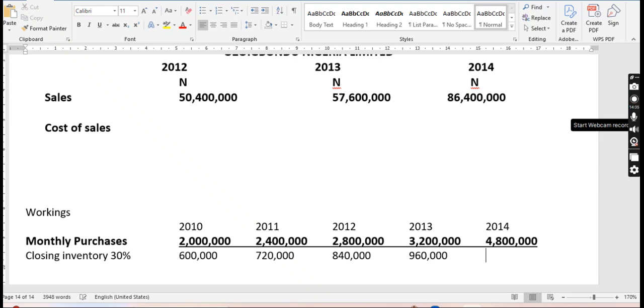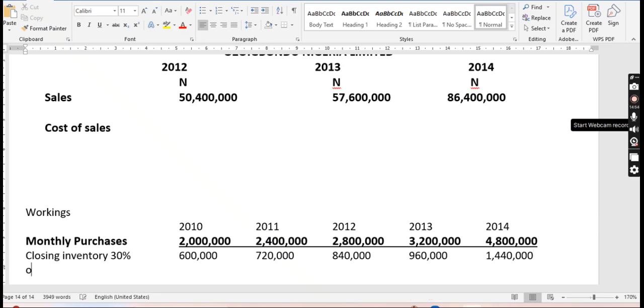The reason why you need to use all the months, all the years given to you, is because in the month you need to do some adjustments, right? So what is the next? 1 million 440,000.